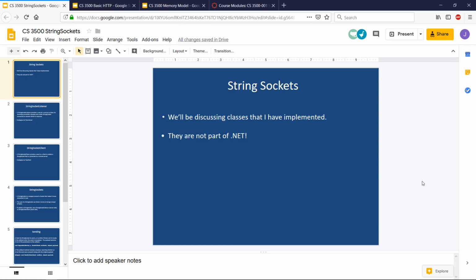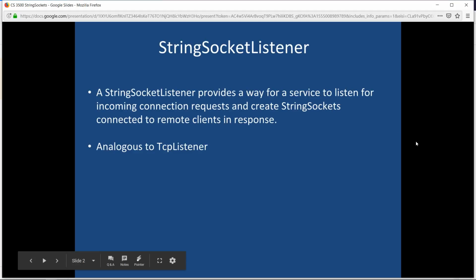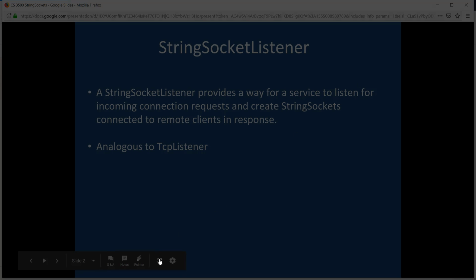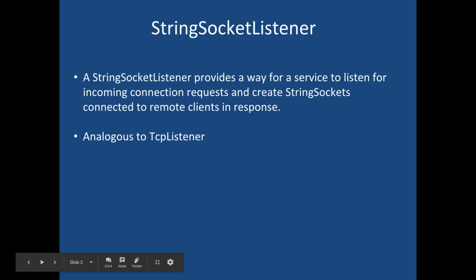All right, so string sockets are to make your life easier on PS12. So what we're going to talk about here to start is what you get with a string socket. We talked about last time that the heart of a server was a TCP listener, which listens for connection requests from a client, and when they come in, it establishes a socket connection with the client.